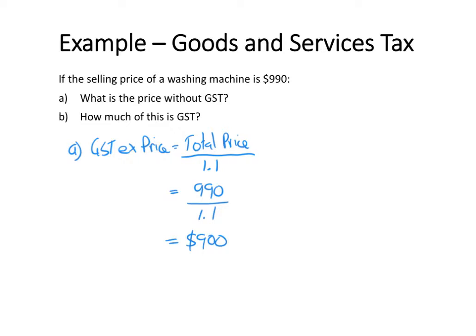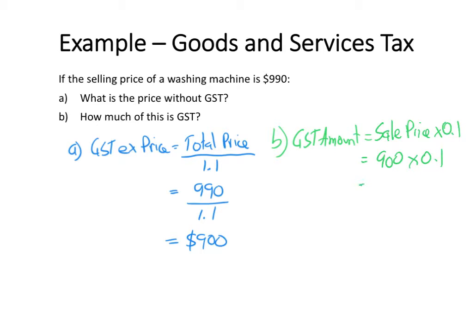Now part B asks us to calculate the GST price. Now there are two ways that we can complete this calculation. The first is the GST amount is equal to the sale price times 0.1. So the first step is to write the formula. Then next is to substitute in the values. So when we refer to sale price, it is the GST exclusive amount. So $900 times by 0.1, which equals $90. So the washing machine is going to have a GST amount of $90 within the sale.